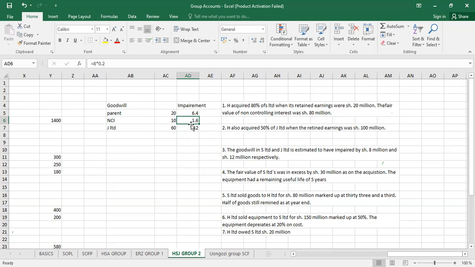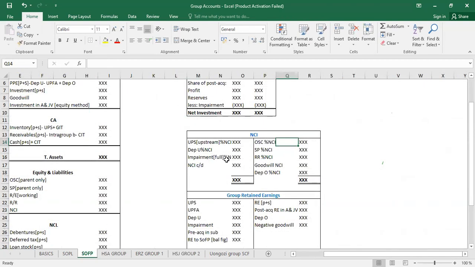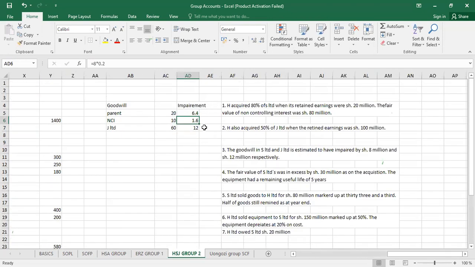So we always separate here because, you see, for example, here we have impairment if full method. So here it will go impairment of NCI alone. Do not put the impairment of all, because we will also be calculating the NCI. Then we have finished on goodwill.